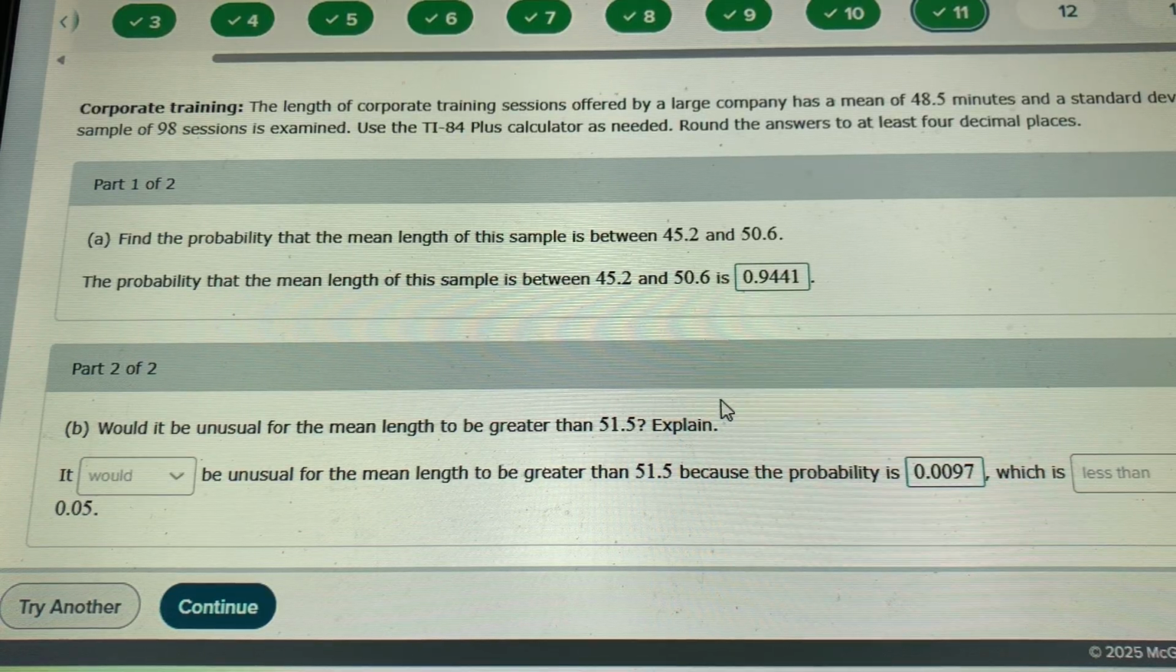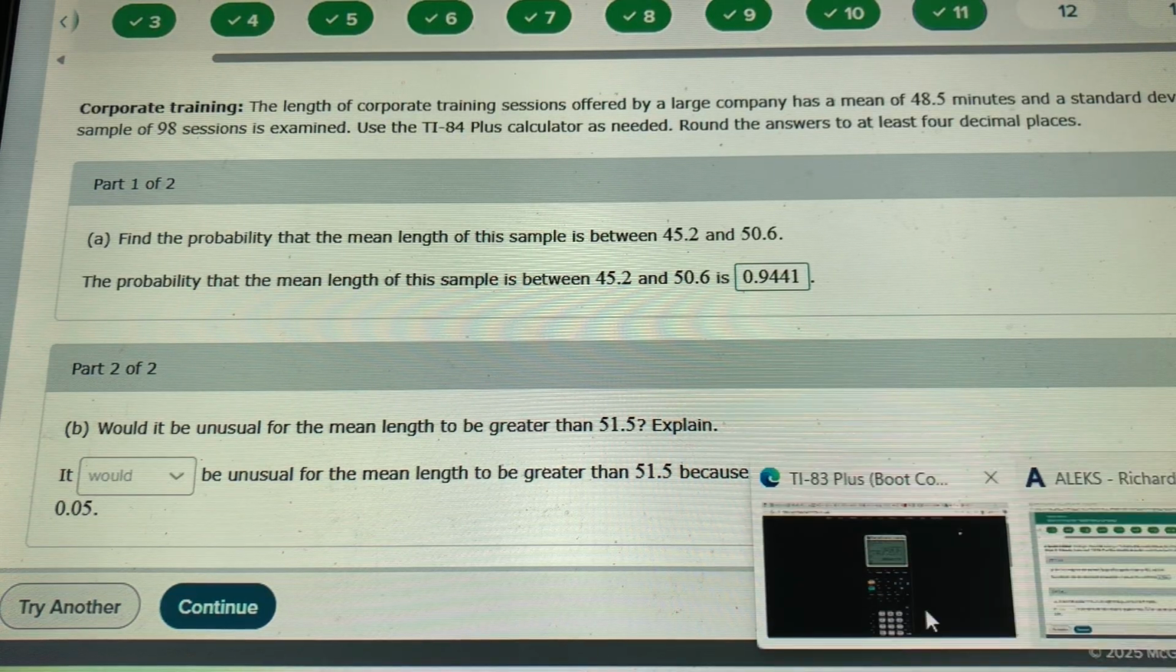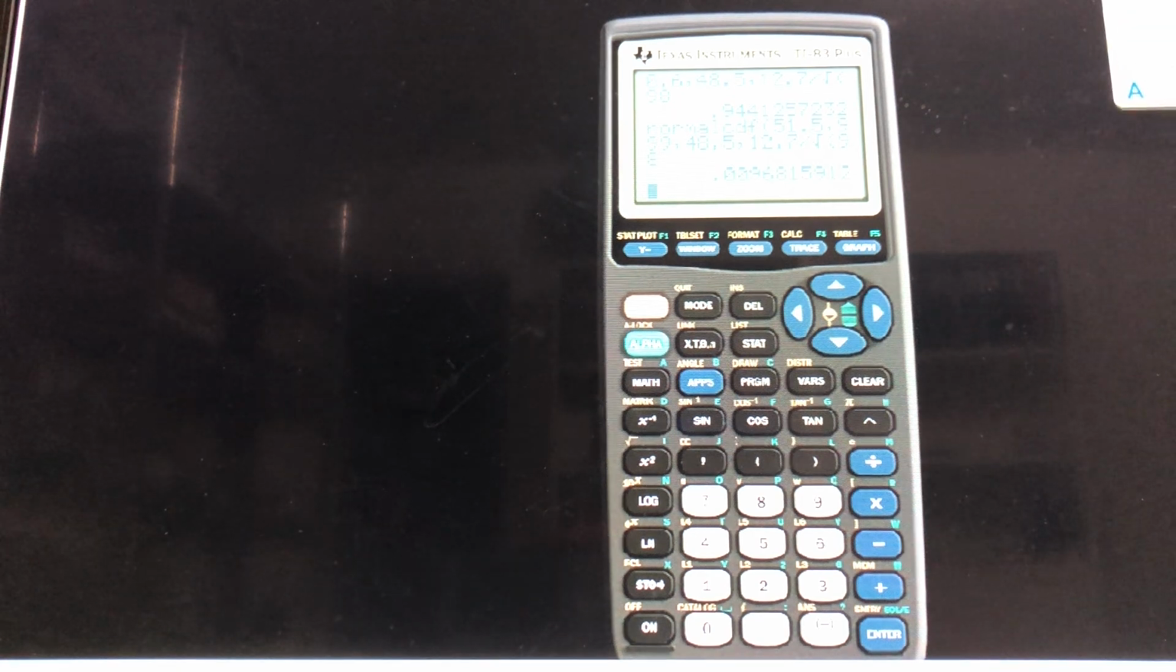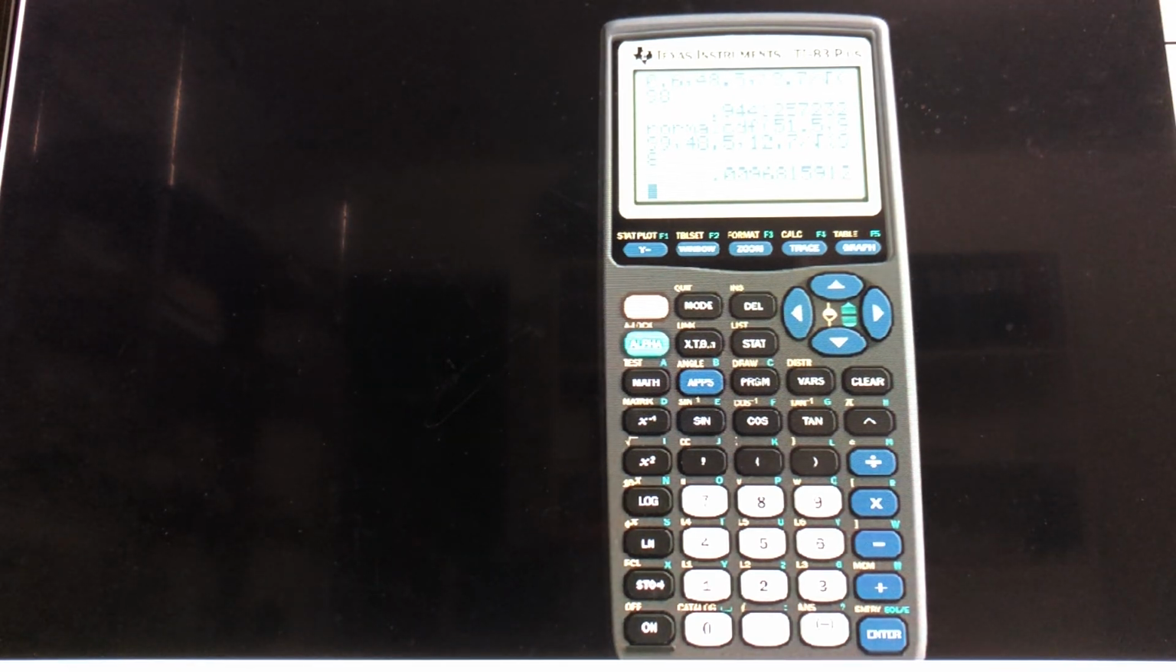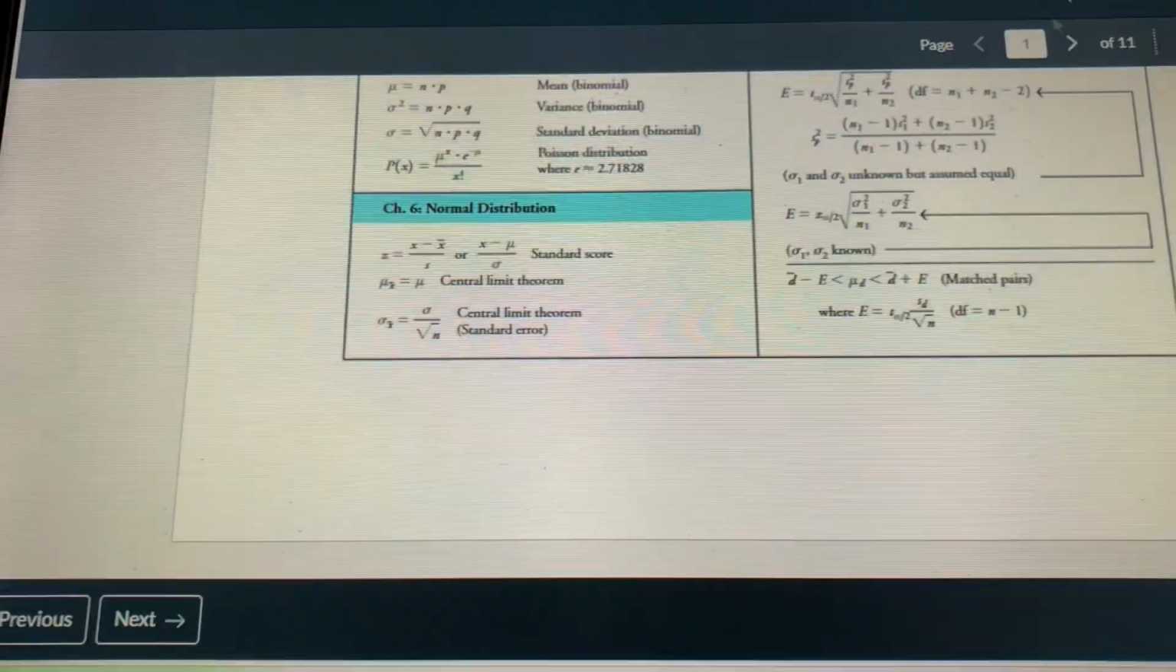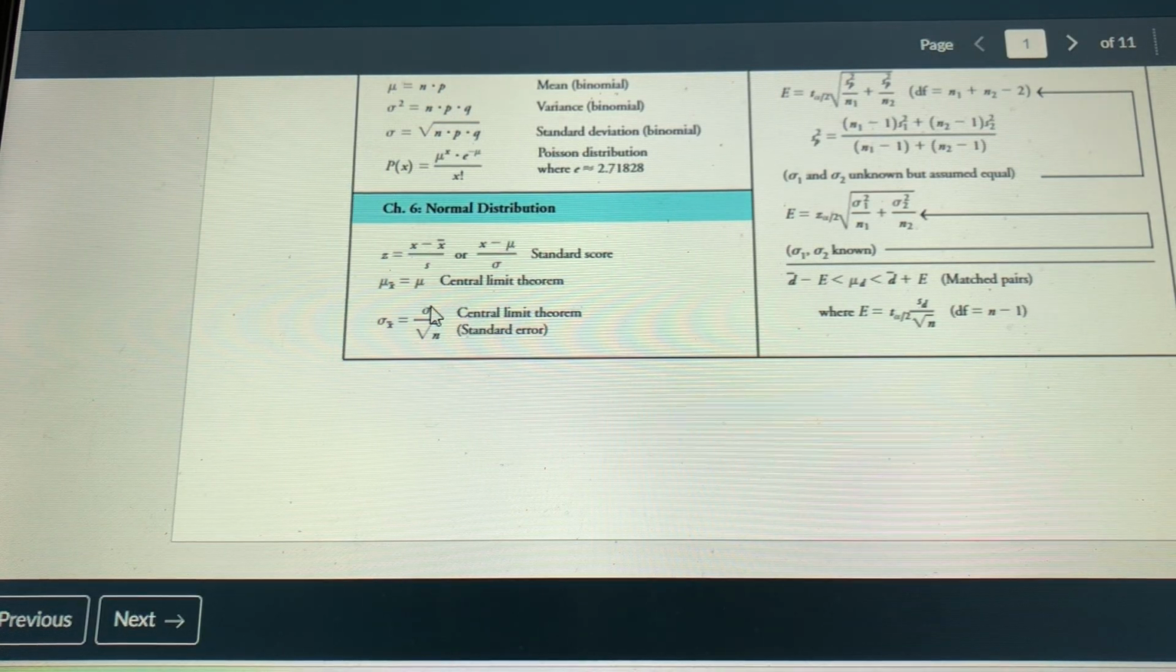So that's the only thing different in section 7.3. You just got to look at the formula sheet. Here it is. Look at the formula sheet. It's easy to forget to do this, but in 7.3, anytime there's a sample size mentioned, you have to tack on this square root of n at the end.